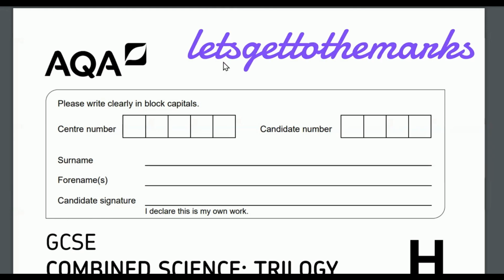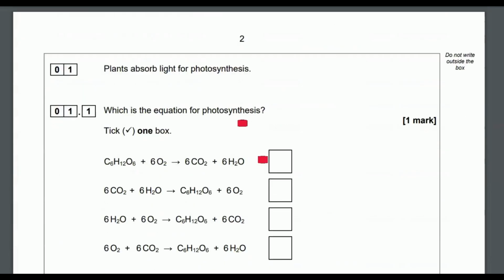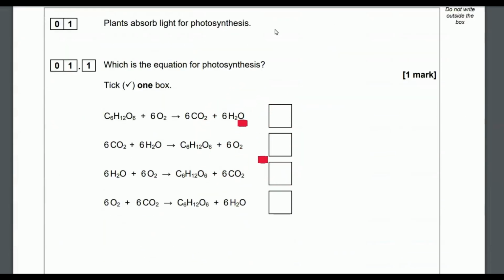Okay, welcome to Let's Get to the Marks, going through the GCSE Combined Science Trilogy 2021 papers. An hour and 15 minutes. You've got 6 questions. I'm just going through this one straight through. So, you know the score. Pause the video, have a go, and unpause and watch the answers. All right, let's get straight into it.